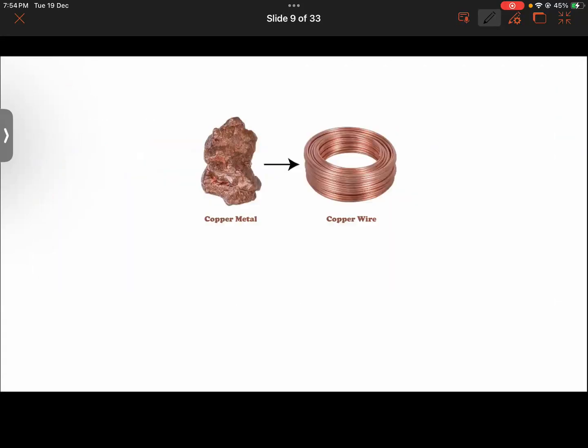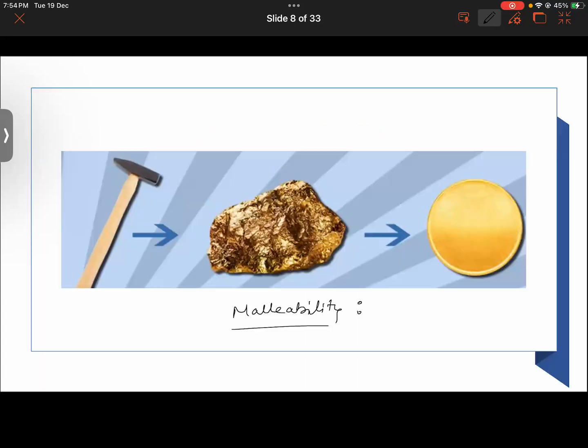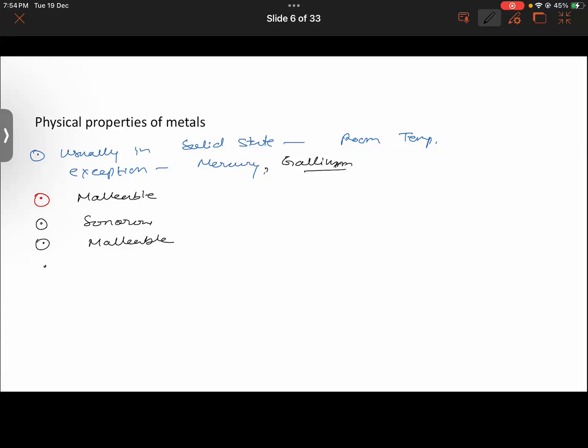Next thing, look at this image. Sir, ductility. Yes, exactly. Metals can be drawn into wires. So that is called ductility. So another physical property is ductility.